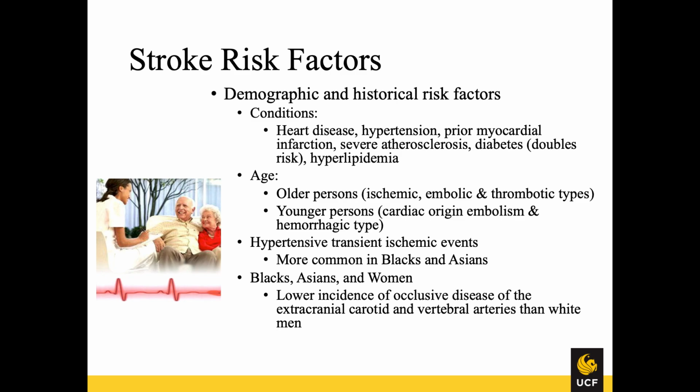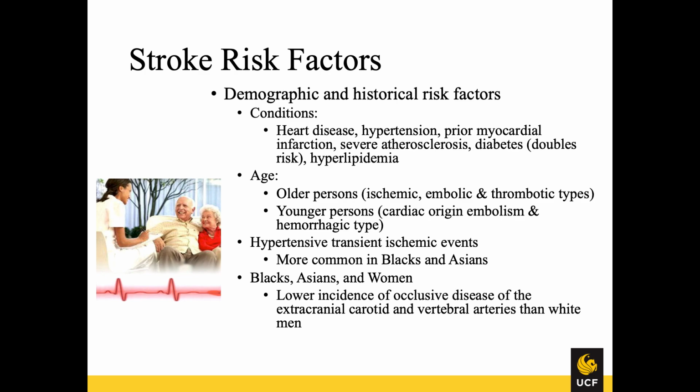Older people are more likely to have ischemic and embolic and thrombotic types. Like I mentioned before, they're more likely to get the damage to the vessel that occurs over time, versus your younger person, who is more likely to get, for example, an embolism from an AFib event or a hemorrhagic type of stroke, either from being stupid and snorting stimulants and doing things like that, or just from AVMs that rupture or other things that occur in younger folks.